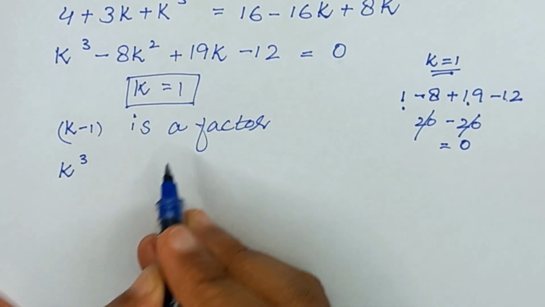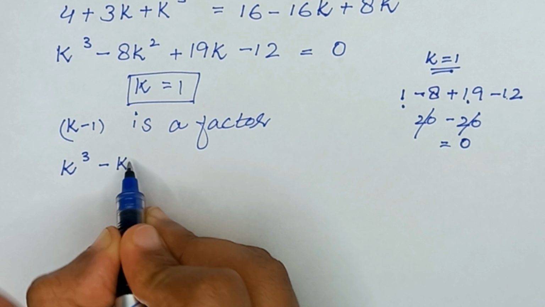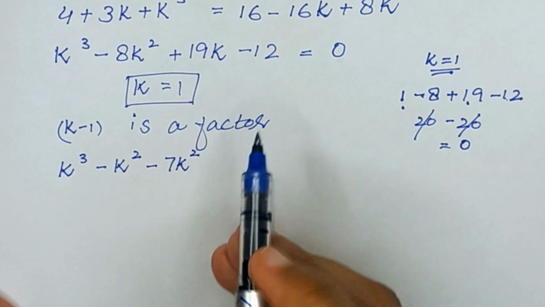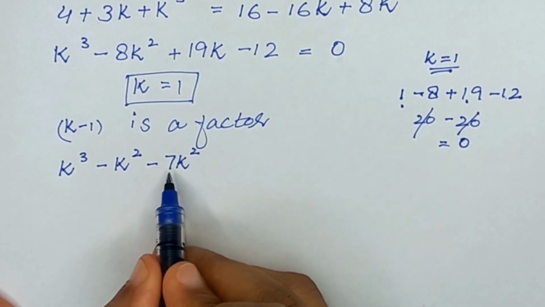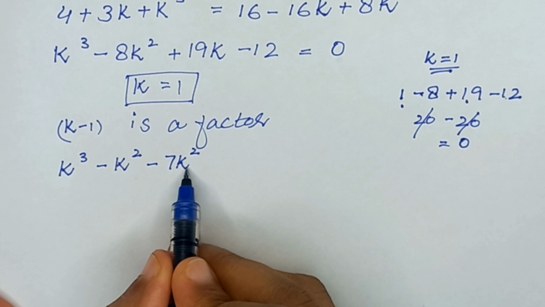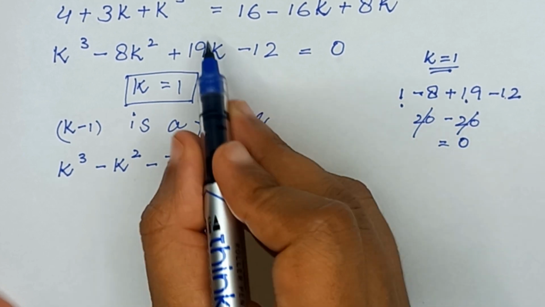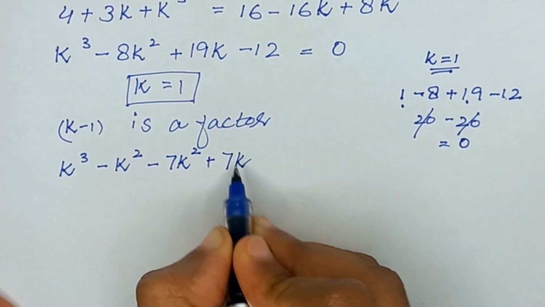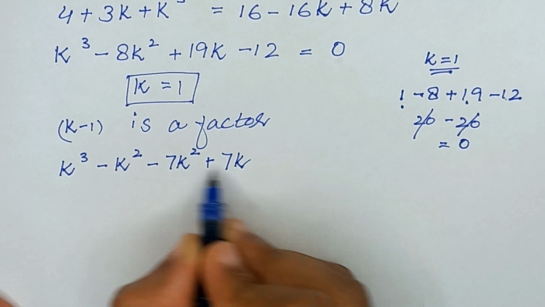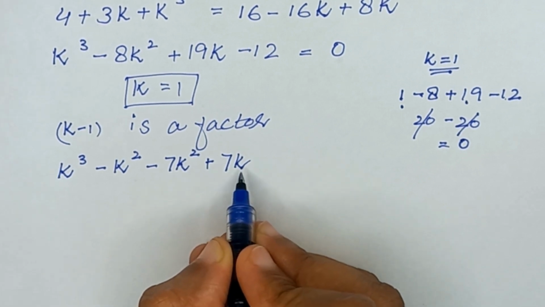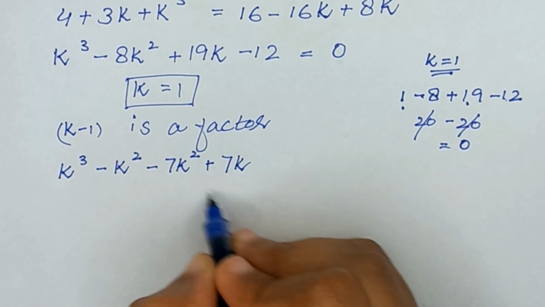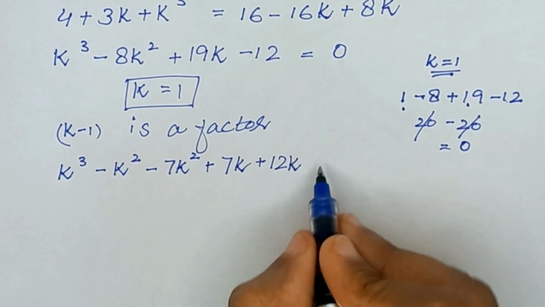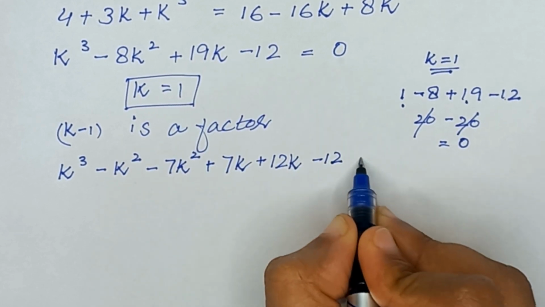So I will split this minus 8k squared as minus k squared minus 7k squared. From here we have negative 7k squared, and I have to take k minus 1 common. That means I will split this 19k as plus 7k, because when I take 7k, k minus 1 will be a common factor from here. And plus 7k, and it will be plus 12k to make it 19k. Minus 12 is equal to 0.